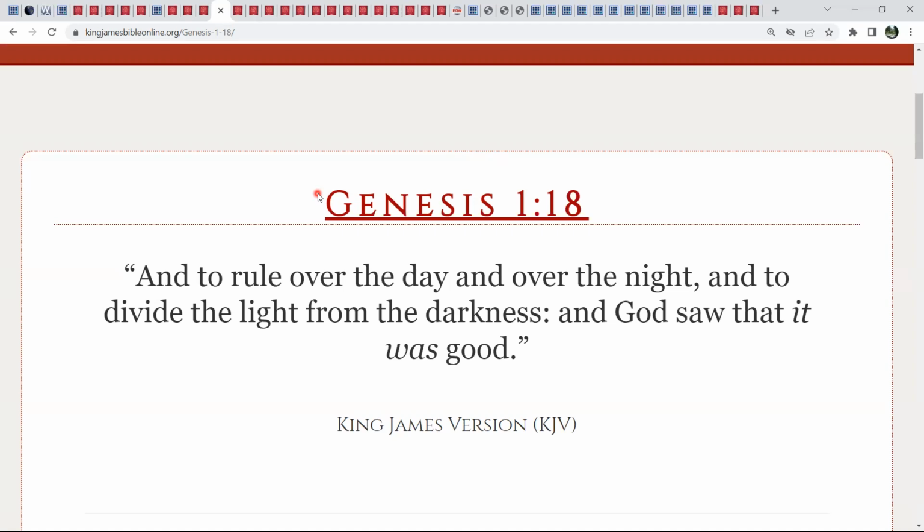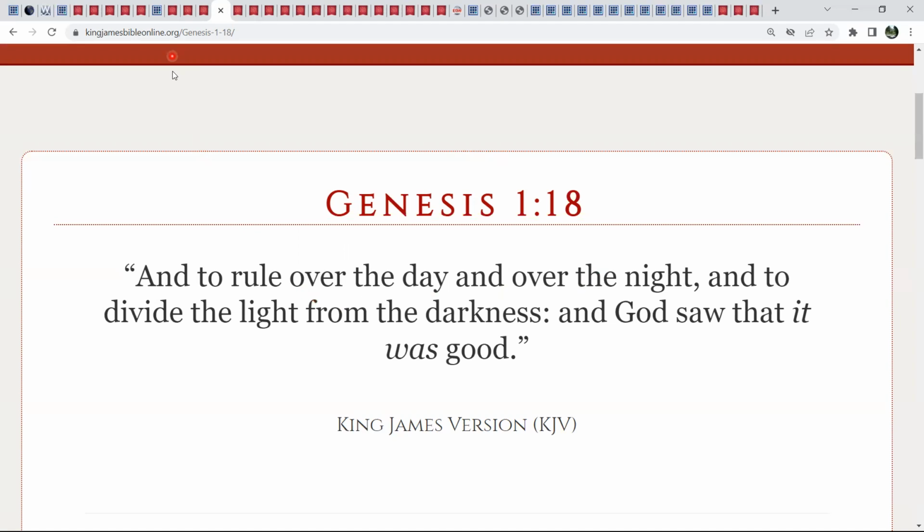So we know from studying astronomy that the light for the day is the sun. The light for the night is the moon, which is a reflection of the sun, does not produce its own light. And the darkness also is taken away with the stars.